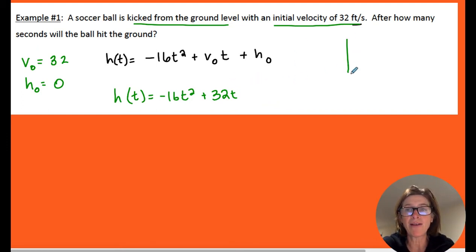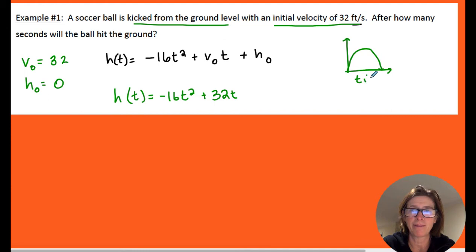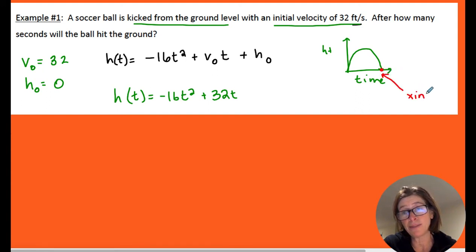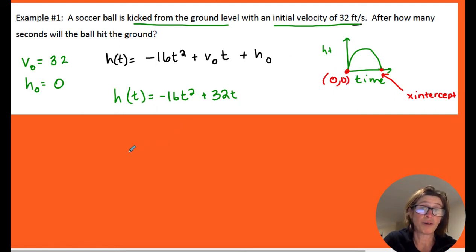Okay, so my graph actually looks like that, right? Time, height. And it asks, after how many seconds will the ball hit the ground? So it's looking for this point right here, which means it's looking for the x-intercepts, the zeros, right? We know that this one is 0, 0, so we just need the other one. So we're going to set y equal to 0 and solve.